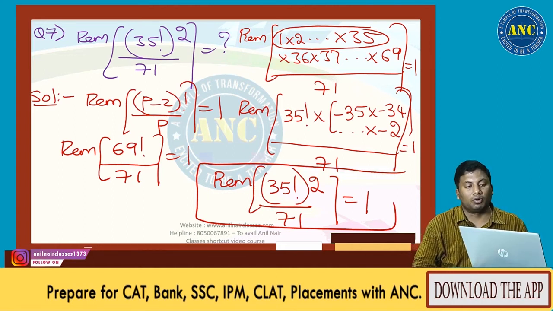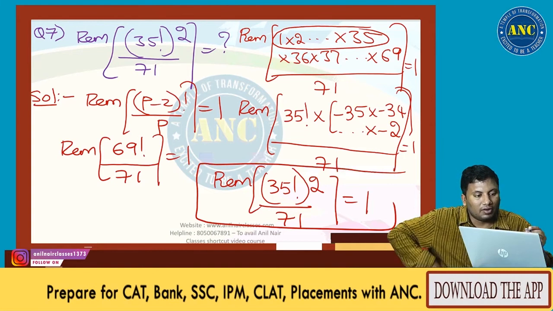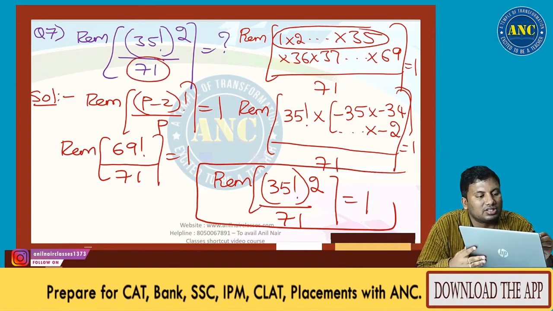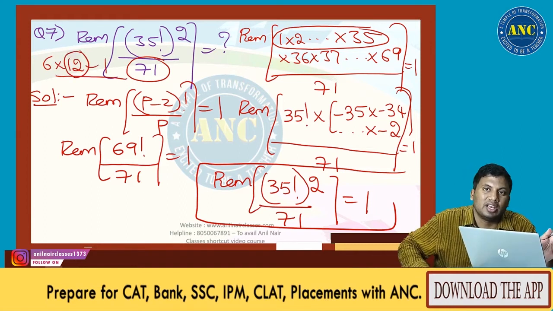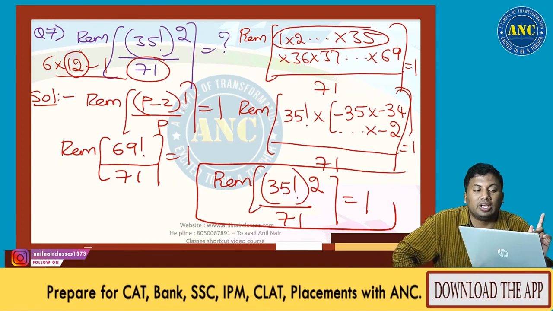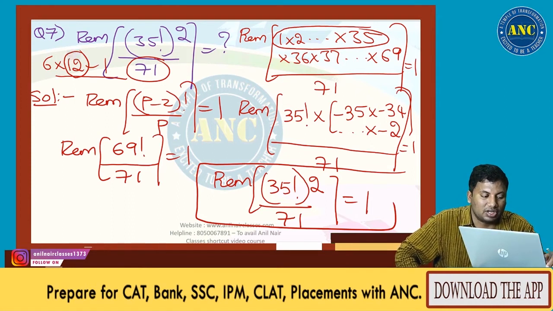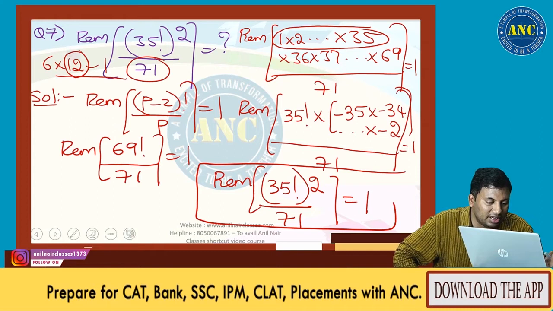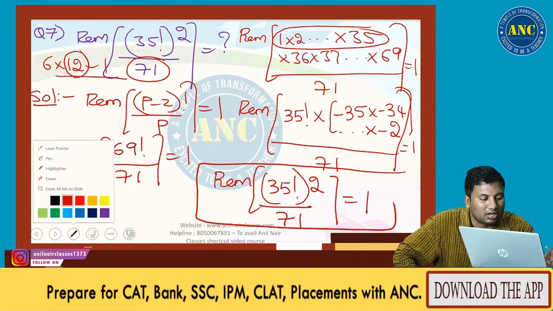We'll take one more. Why? Because 71 is 6 into 12 minus 1, and 12 is a composite number. In the previous question, 83 is 6 into 14 minus 1, and 14 is a composite number. Let me take a prime number multiple of 6 and see if the answer changes. It will change. Next one.